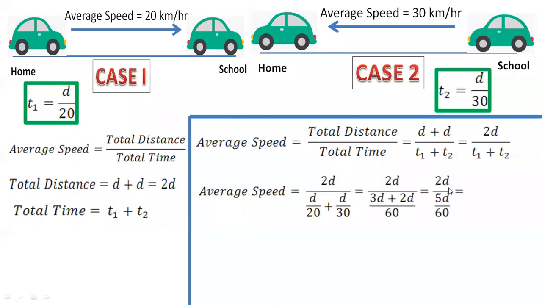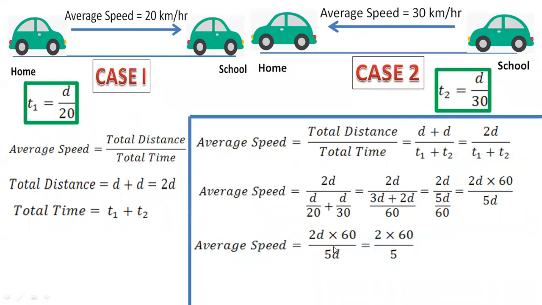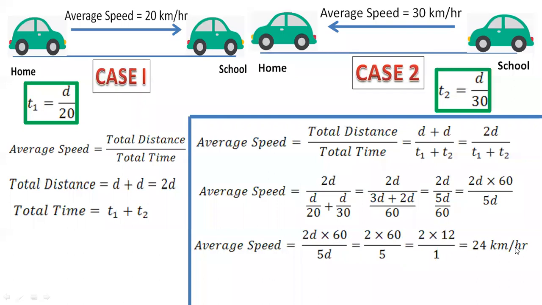But you can see this 60 is in the denominator here, so 60 will go to the numerator side. This will become 2d into 60 by 5d. Now this d and d will get cancelled. So what is remaining? 2 into 60 by 5. Now 60 can be divided by 5, right? 5 twelves are 60. So that would be 12 into 2, divided by 1. 12 twos are how much? 24. So 24 kilometer per hour. Why kilometer per hour? Because initially we didn't convert this speed. So whatever the unit it has, that will remain as it is, kilometer per hour.